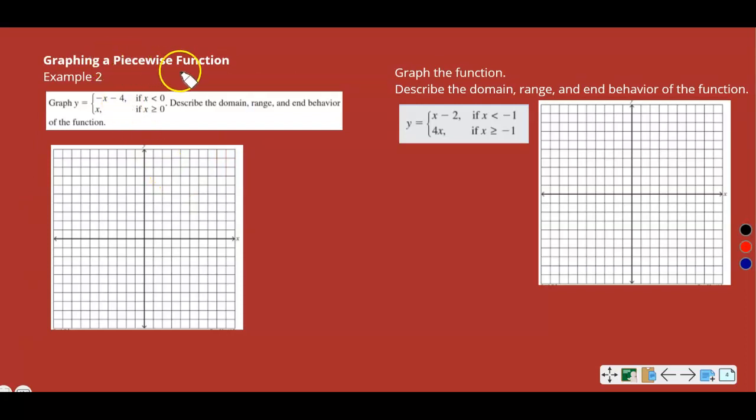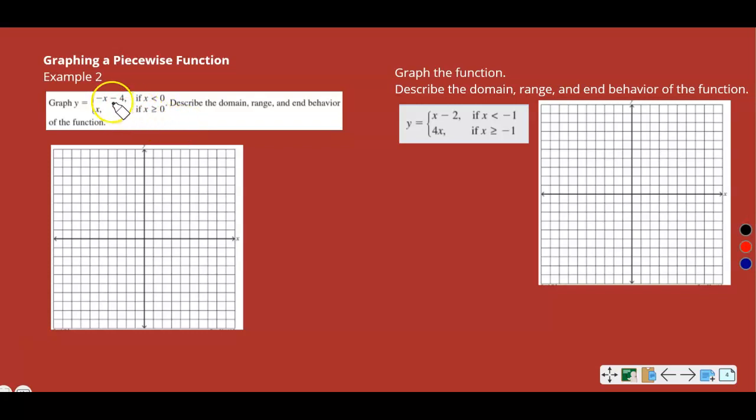All right, example 2 says graphing a piecewise function. So we've got y equals negative x minus 4 for x less than 0. Here's our x at 0. This is our x-axis, remember. Everything to the left of 0 is less than 0. Everything to the right of 0 is greater than 0. So we're going to graph this piece of the function on the left side and this piece of the function on the right side of the y-axis. Then we need to describe the domain, the range, and the end behavior.